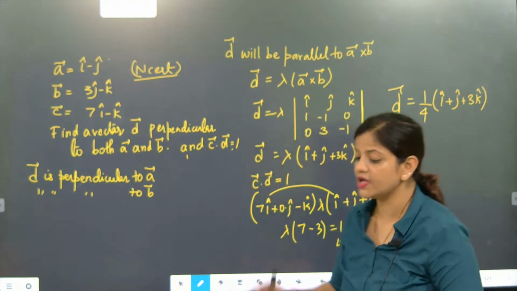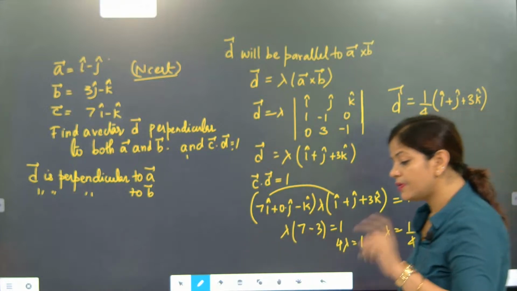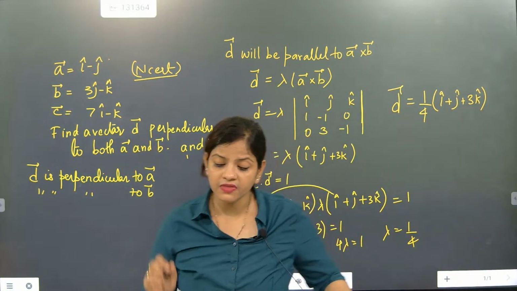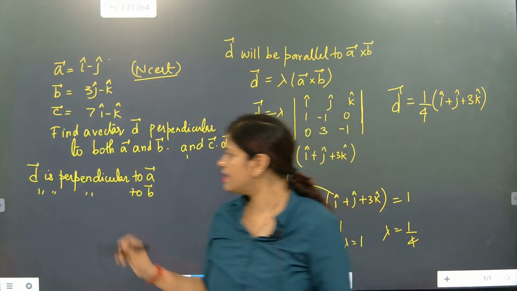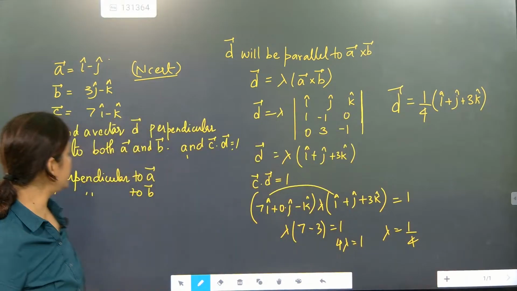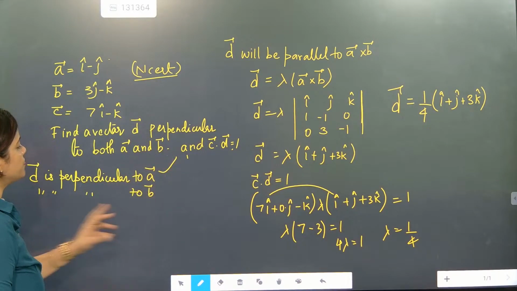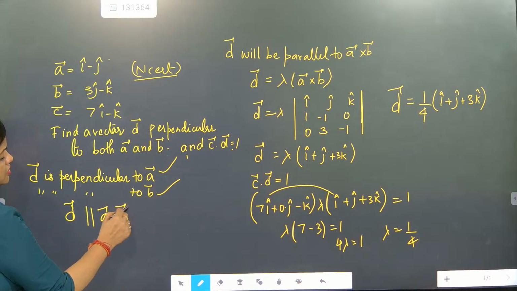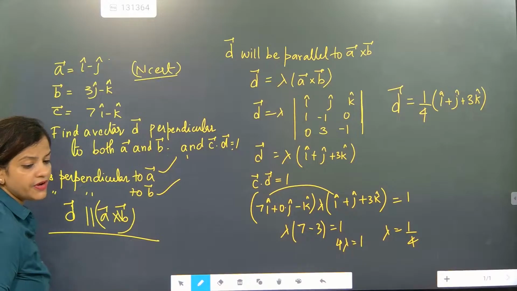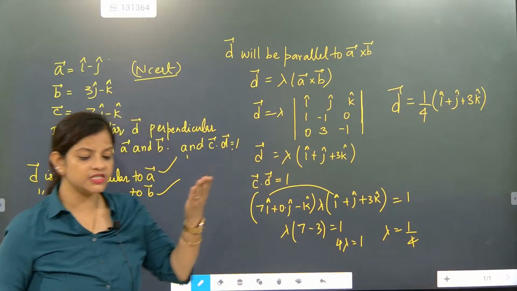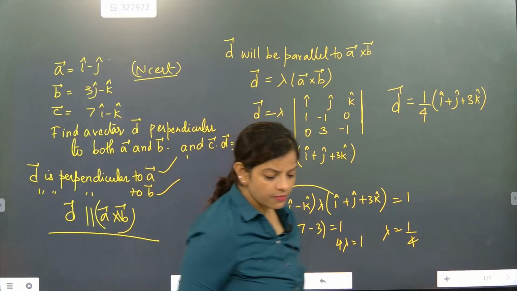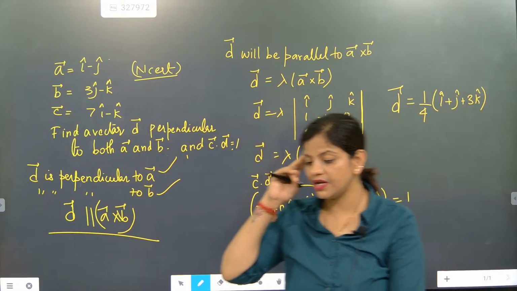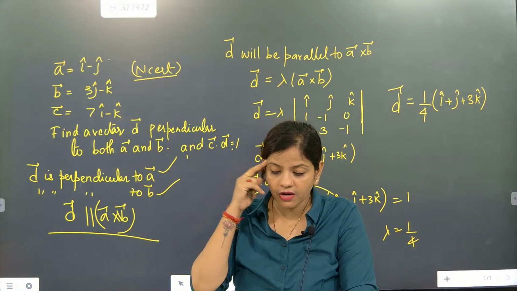if you don't know the technique of solving. So if two vectors are perpendicular to each other, then they will be here. This is the most important thing. D is perpendicular to A vector, D is perpendicular to B vector. That means D will be parallel to A vector cross B vector. This you always remember. So D vector will become parallel. This you remember in your brain.